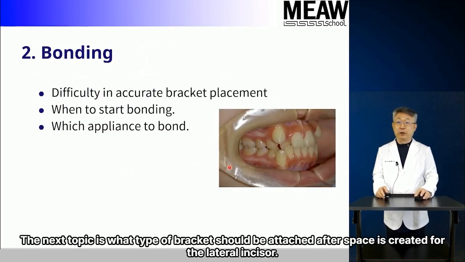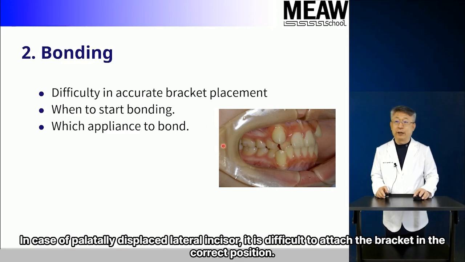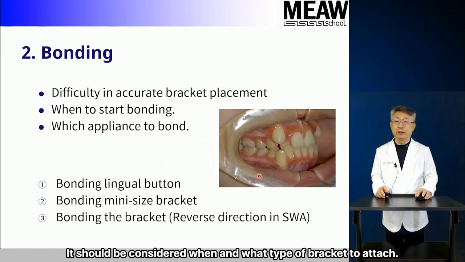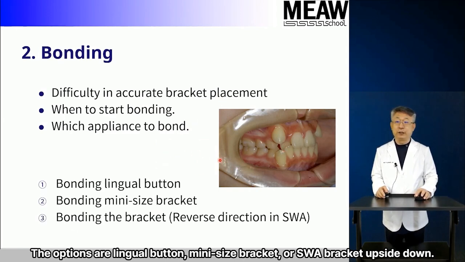The next topic is what type of bracket should be attached after space is created for the lateral incisor. In the case of a palatally displaced lateral incisor, it is difficult to attach the bracket in the correct position. It should be considered when and what type of bracket to attach. The options are lingual button, mini-size bracket, or SWA bracket upside down.